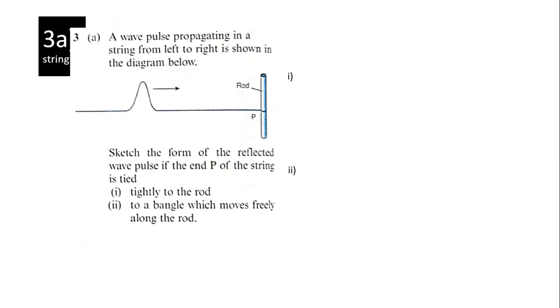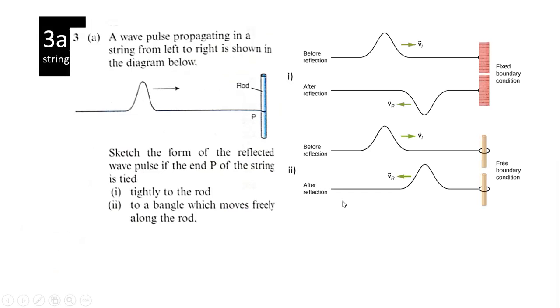Okay, this one: a wave pulse propagating in a string from left to right is shown in the diagram below. Sketch the form of the reflected wave if the end of the string is tight. Right? Tight, it cannot move, so it will be reflected downwards, like this one. This is what you said. This one is reflected.